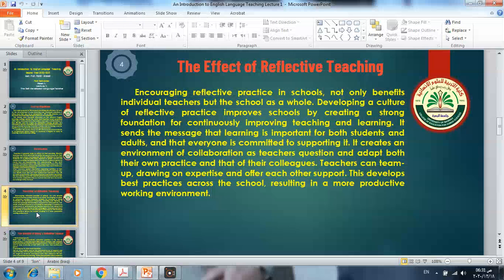So teachers can team up. Okay, the teachers can make teams, drawing on expertise and offering each other support. So they make teams, they make use of their expertise, and they offer each one of them support. This develops best practices across the school, and this will result in a more productive working environment.